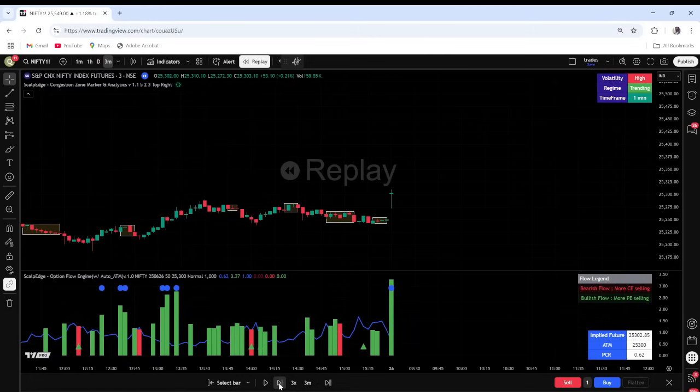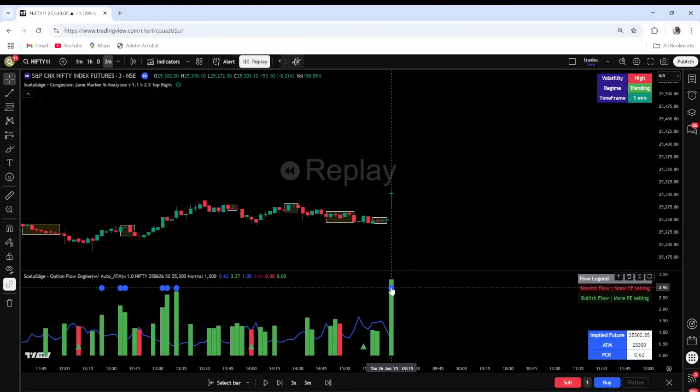Okay, this is your first bar. This is a 3-minute bar. Now this is telling you that volatility is high. Regime is trending on the right hand top. Time frame is 1 minute. Correct? Here it is telling you bearish flow is more call selling. It will be marked by red. Bullish flow is more put selling. It will be marked by green.